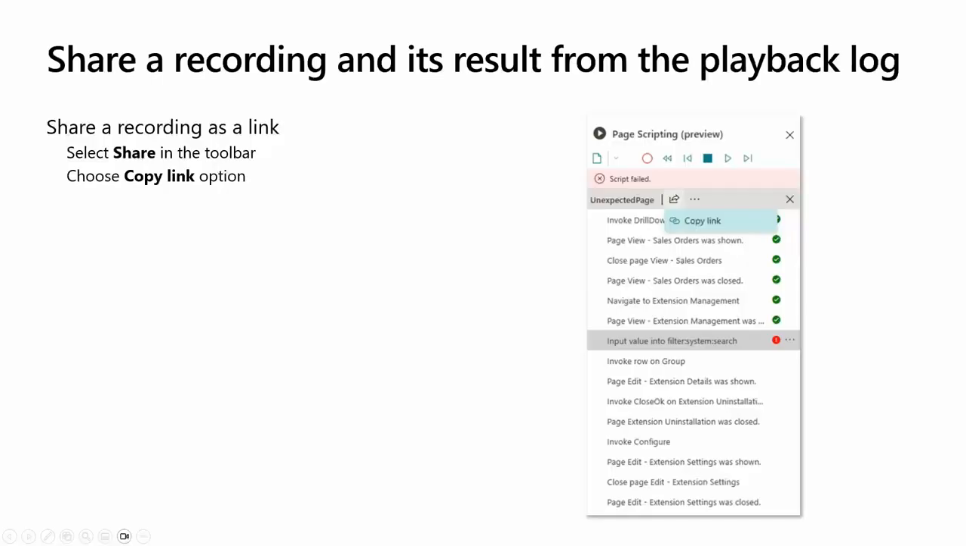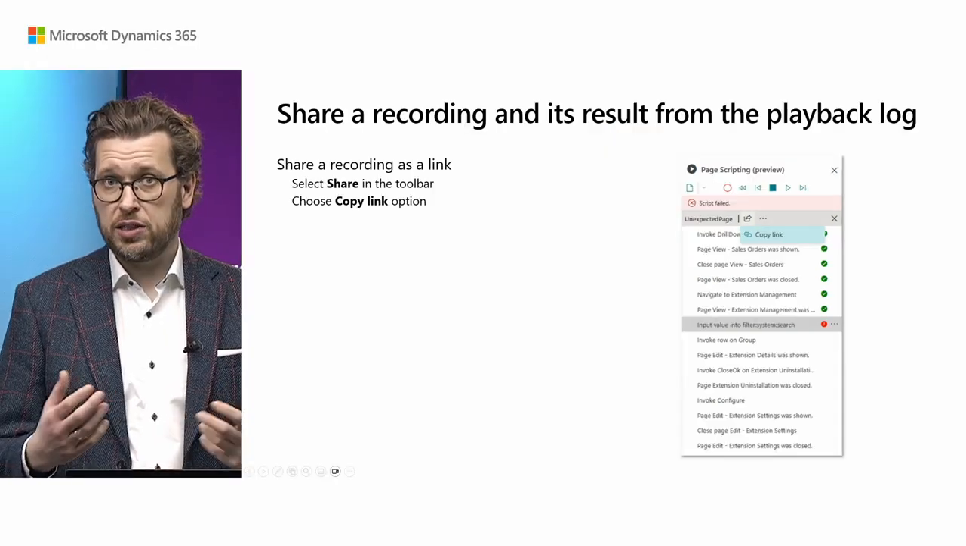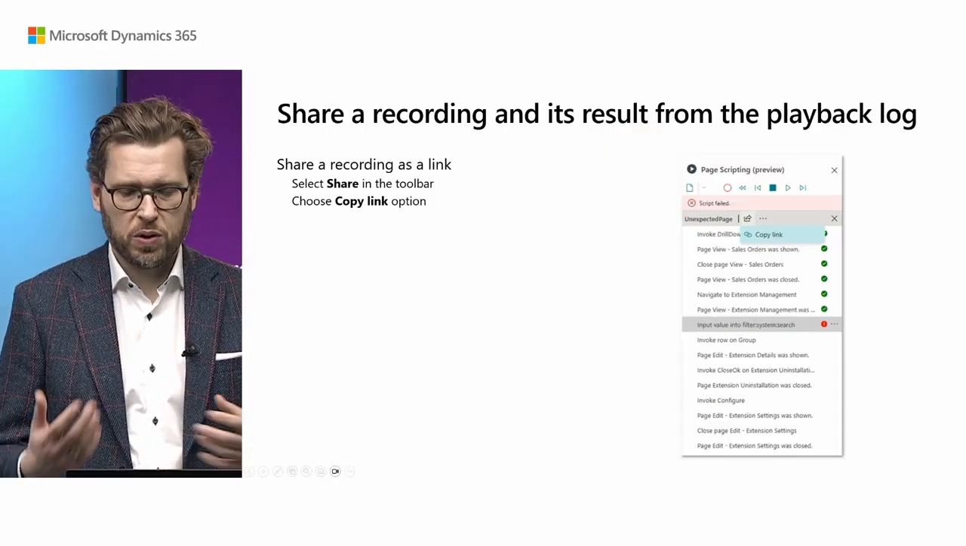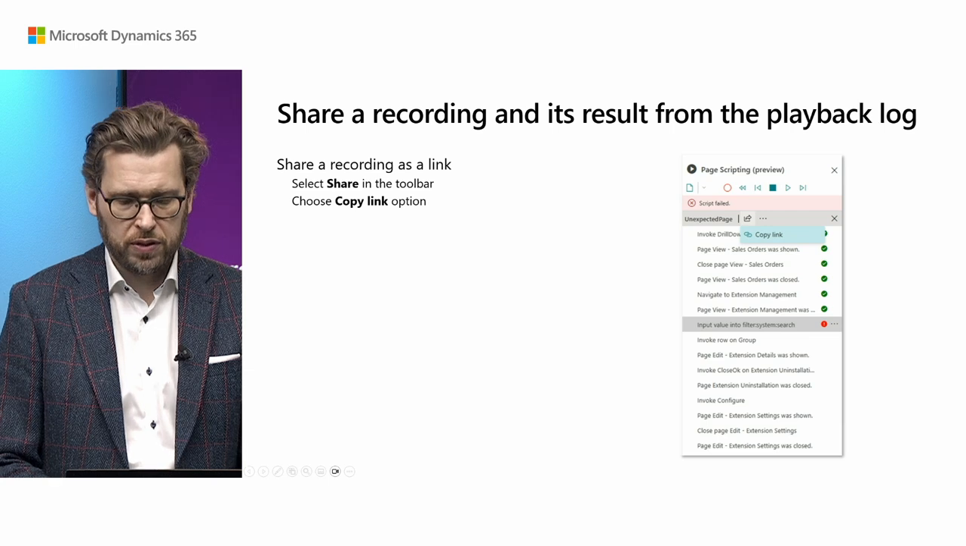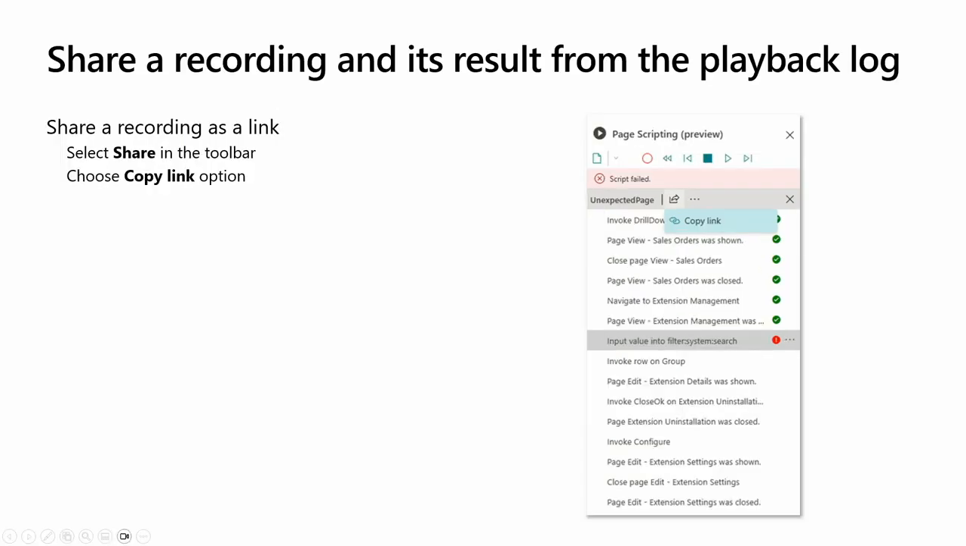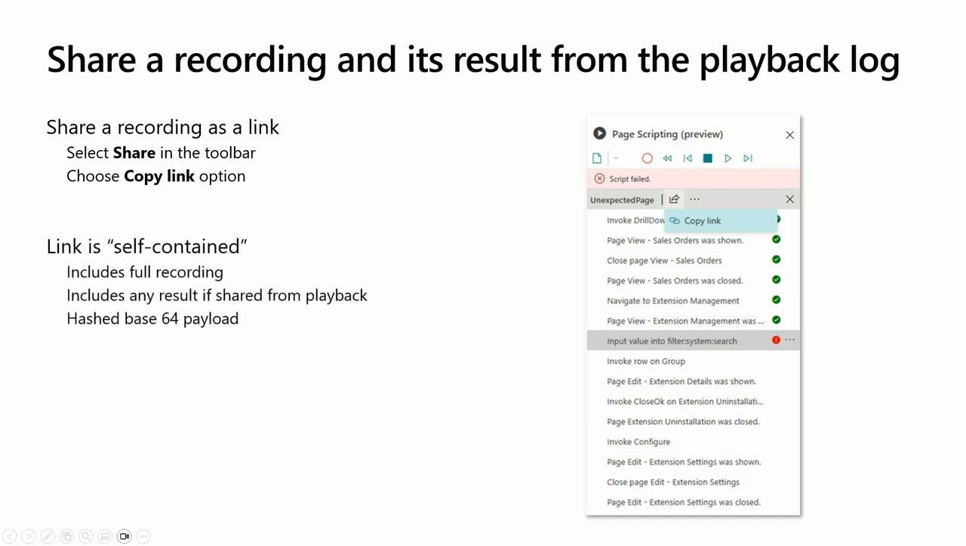Yeah, so we saw how easy it was not just to record, but also to play a user acceptance test that you recorded in a page scripting tool. When you've done that, maybe you want to share that recording and its result. We have something we call basically the playback log. You can share that. So in the toolbar for the page scripting tool, there is an opportunity to share, copy a link. And that link is self-contained.